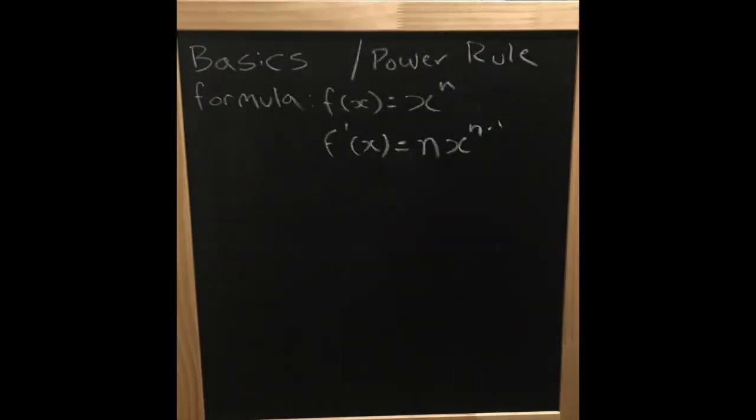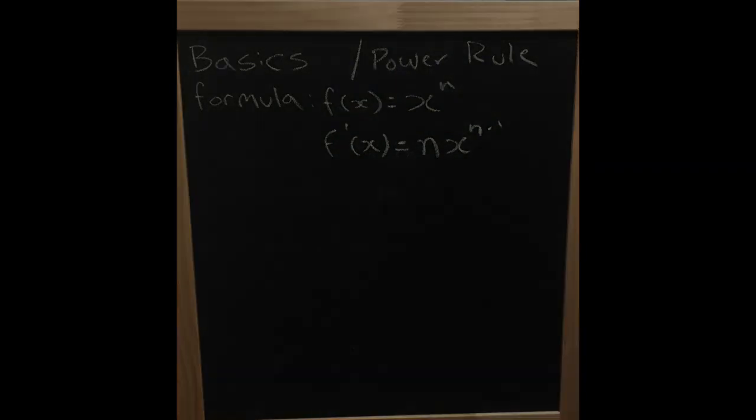Let's start with the power rule. The formula is: if f of x equals x to the power of n, the derivative of f of x is nx to the power of n minus 1.